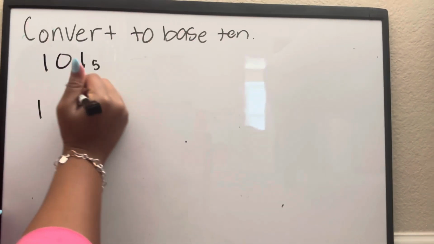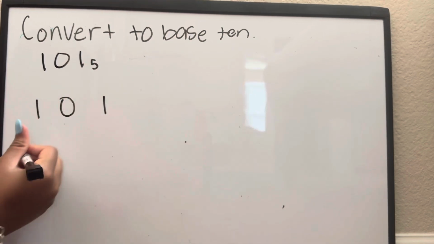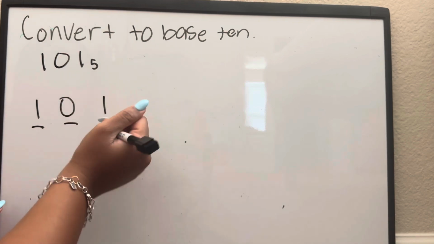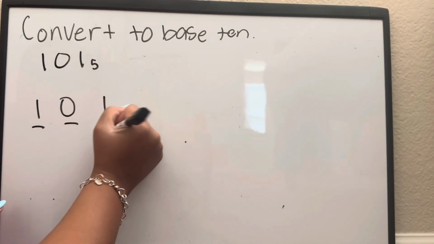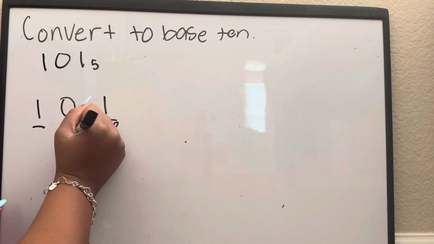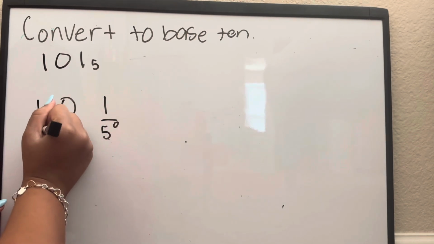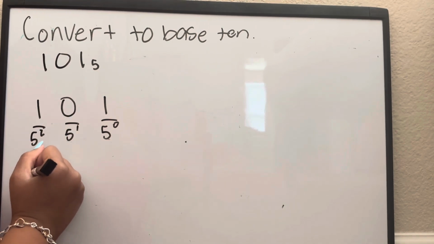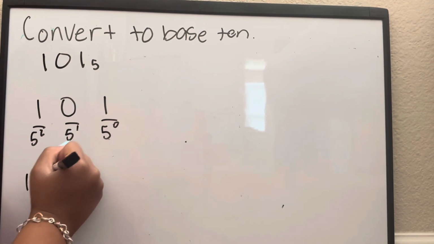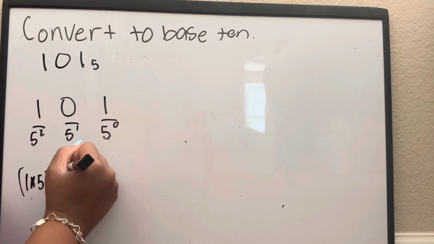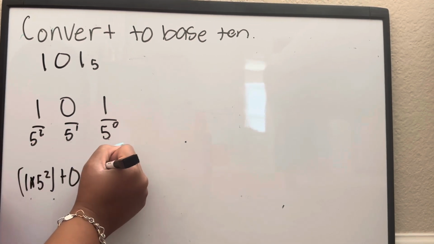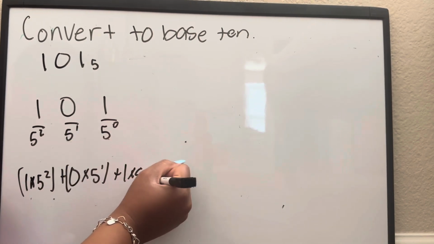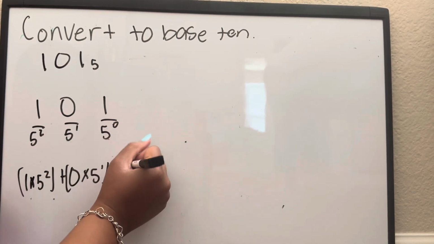So first you want to start off by writing what you are given. Then since our base is 5, under the numbers we are going to do 5 to the power of 0, 5 to the power of 1, 5 to the power of 2, kind of working our way up. So we're going to bring that down and we're going to have 1 times 5 to the power of 2 plus 0 times 5 to the power of 1 plus 1 times 5 to the power of 0.